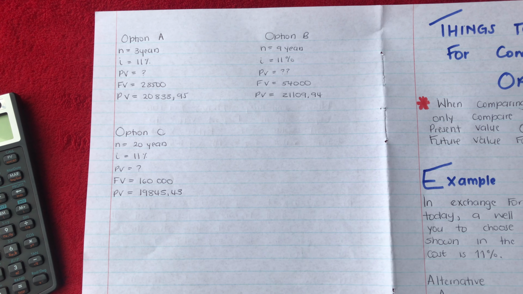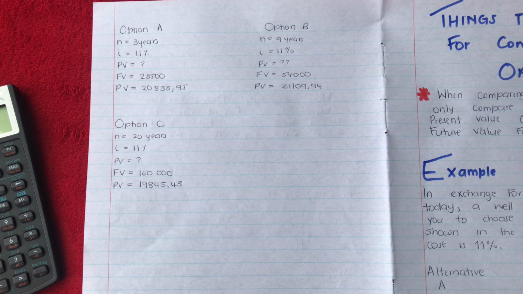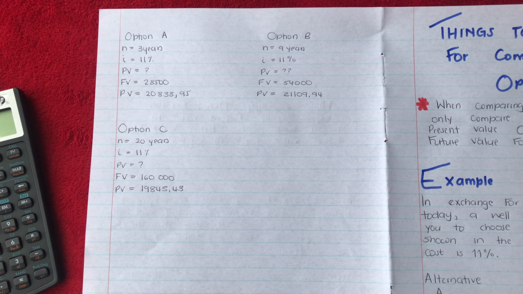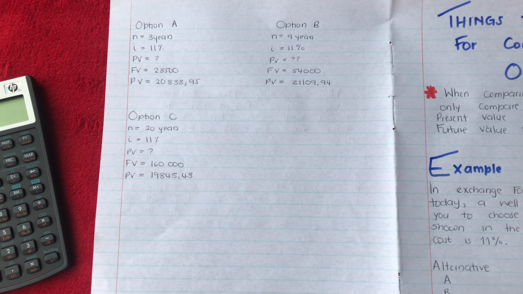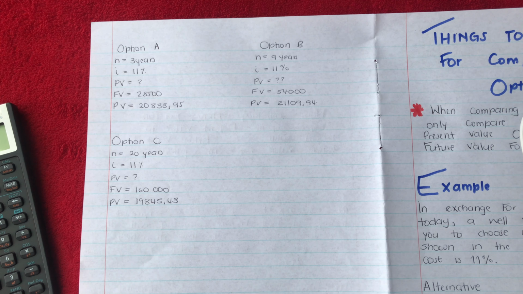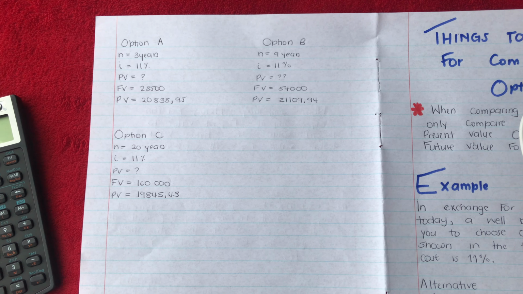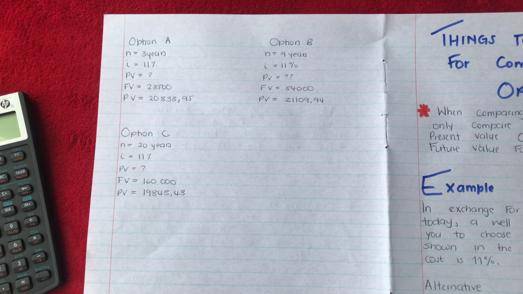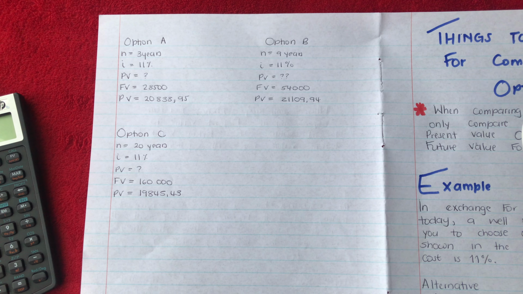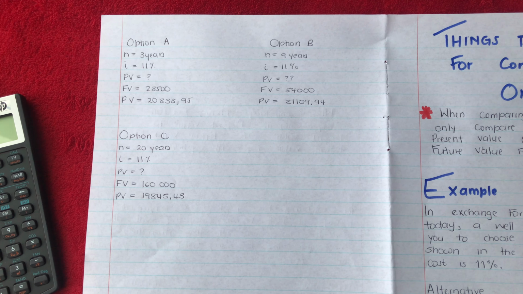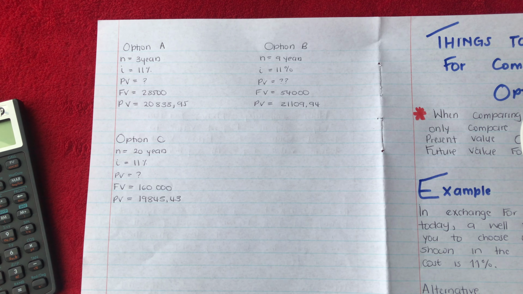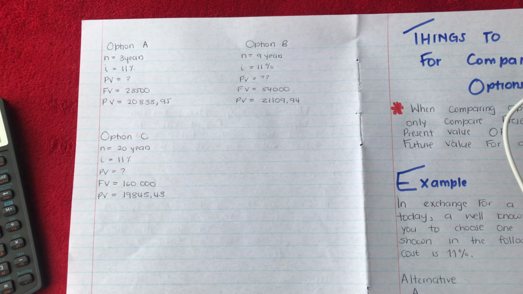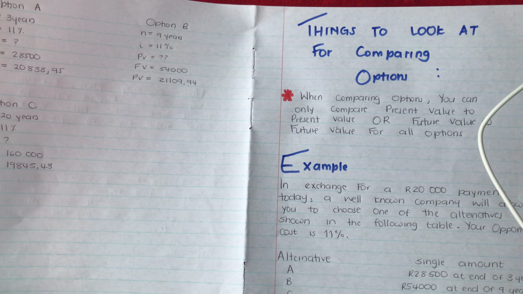So the highest present value that you could take is option B, which has 21,109.94. That's the amount that you would take, not the other options, because the other options have lower present values. Option C's present value is below 20,000. The other option is good, but the one you would take is the one that has the most value out of the options. So that's how we work the question in here.